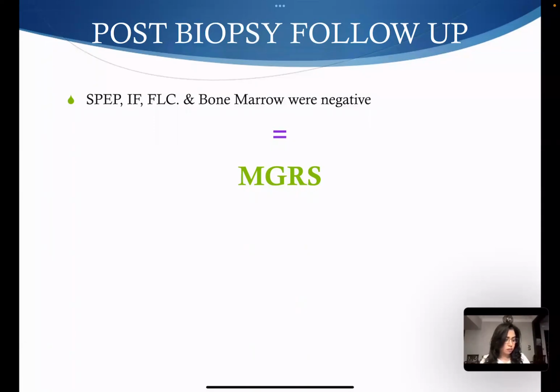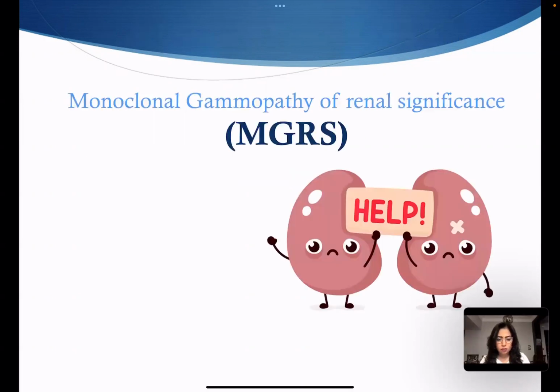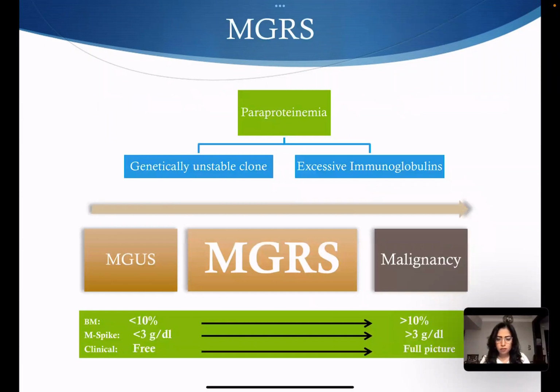Which is the monoclonal gammopathy of renal significance. And this is what we're going to go through in the next few slides. So what is monoclonal gammopathy of renal significance, and how to suspect, how to diagnose, and how to manage it.